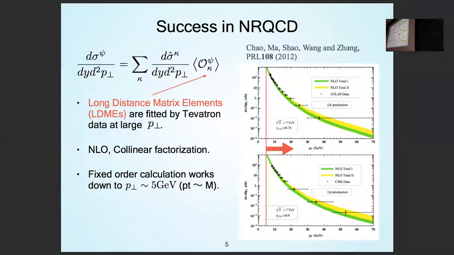I don't mention too much detail, but another point is which data we should use to fit the long distance matrix elements. In this case they use Tevatron data, but we can use LHC data, for example CMS, ATLAS, and we can also use HERA data and B-factory data. Several groups are competing to give more accurate values for these long distance matrix elements.